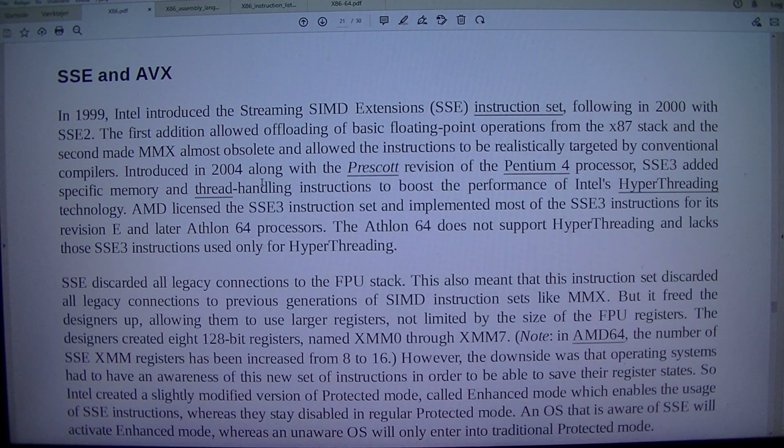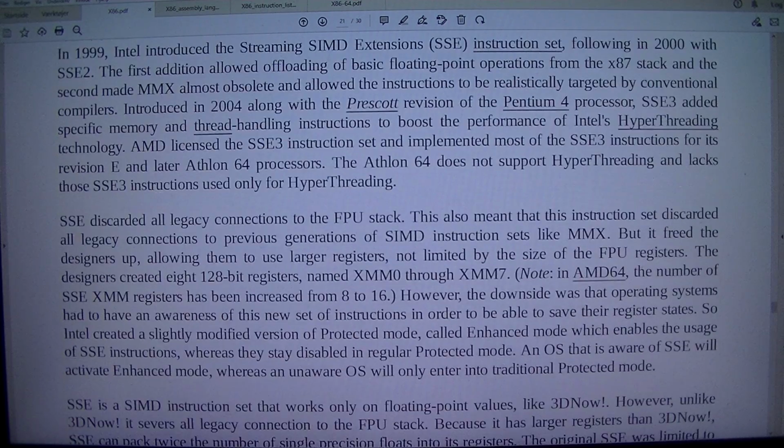Introduced in 2004 along with the Prescott revision of the Pentium 4 processor, SSE3 added specific memory and thread handling instructions to boost the performance of Intel's hyper-threading technology. AMD licensed the SSE3 instruction set and implemented most of the SSE3 instructions for its Revision E and later Athlon 64 processors. The Athlon 64 does not support hyper-threading and lacks those SSE3 instructions used only for hyper-threading.